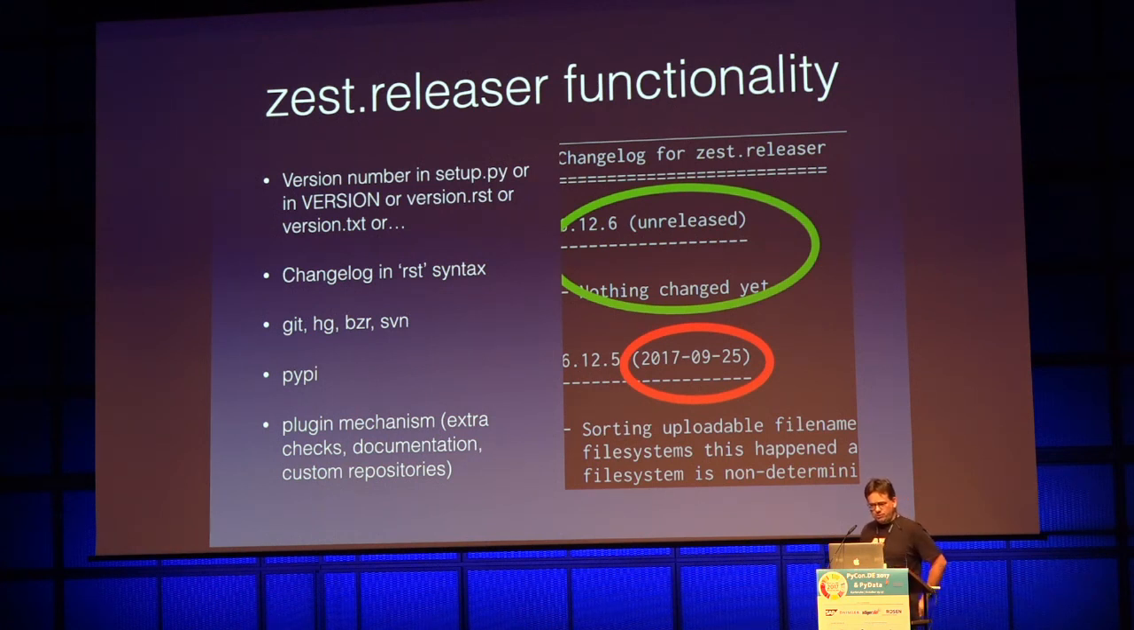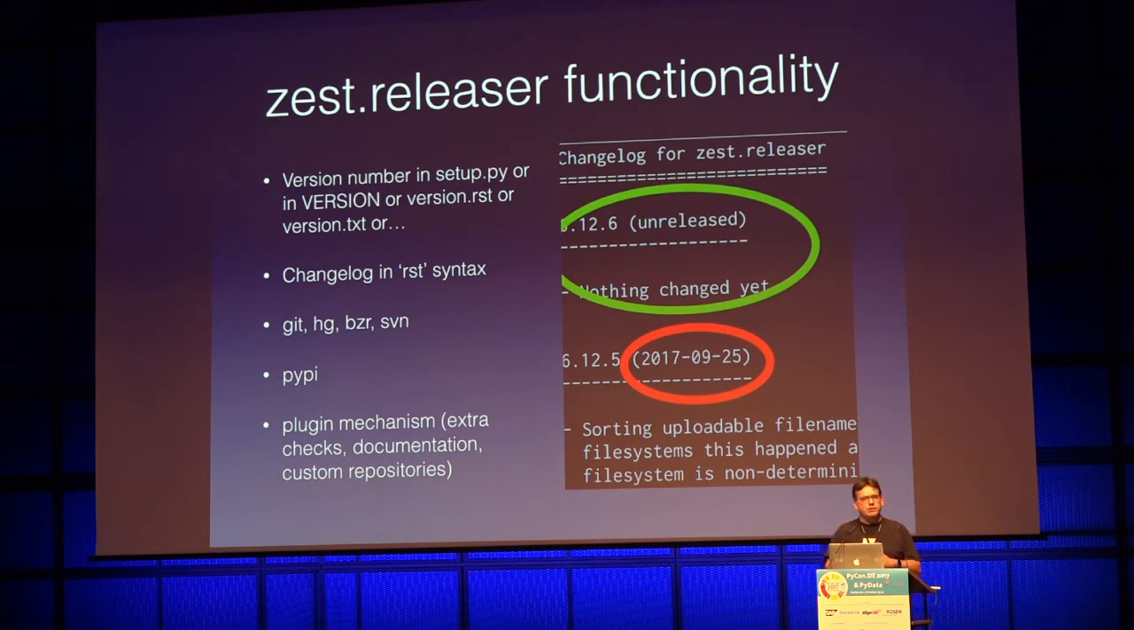It supports Git, Mercurial, Bazaar, SVN. I think that's the whole list. It can upload to PyPI. If your project is registered there, it will upload it. If it's not registered, it will detect it and ask, do you want to register it?